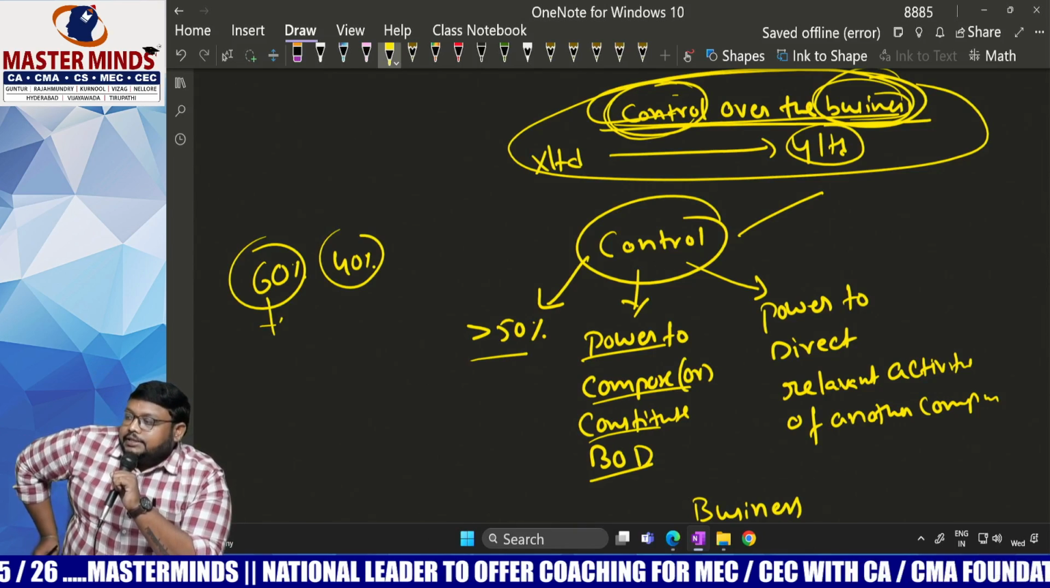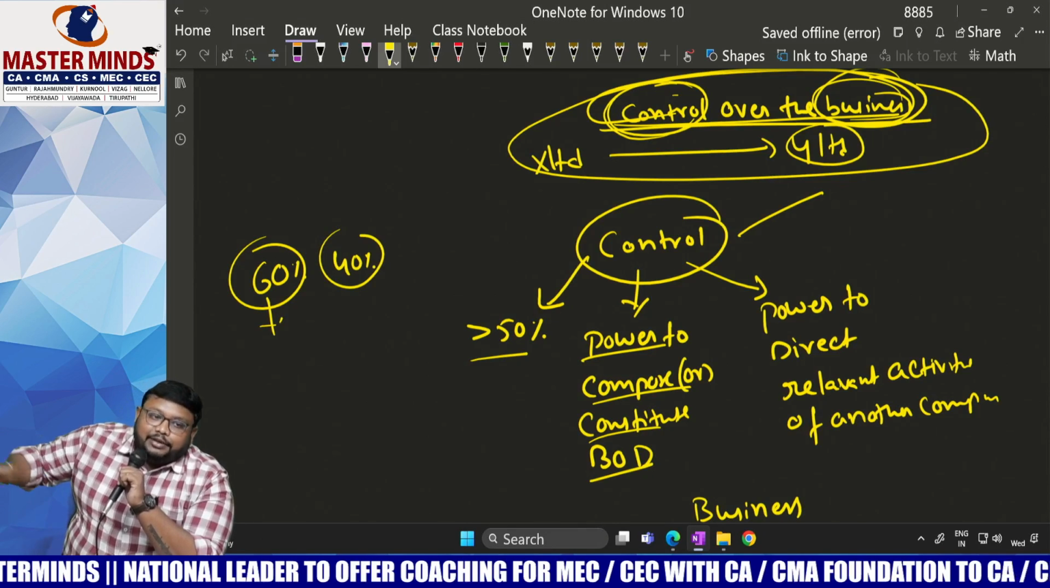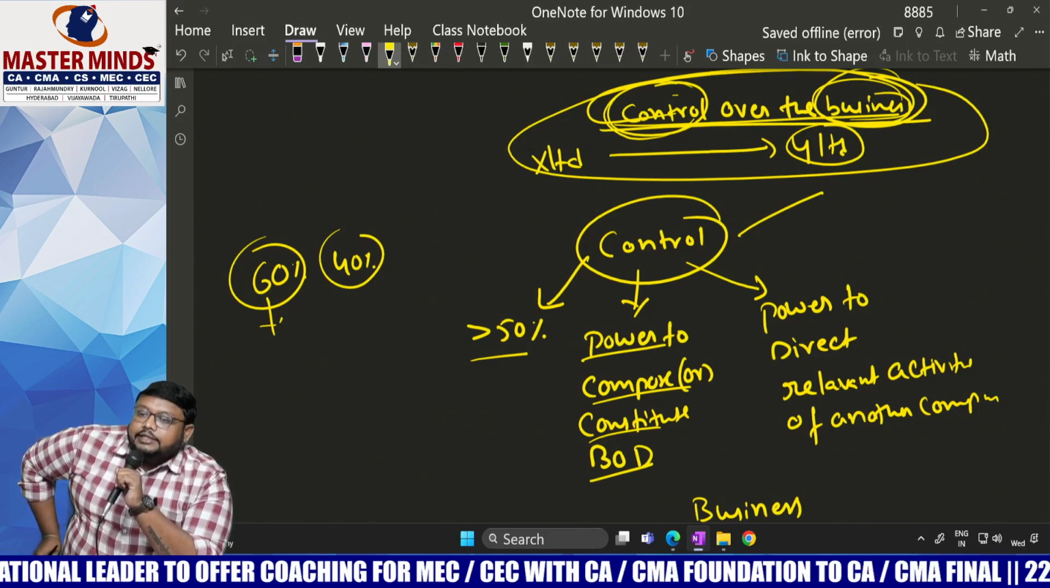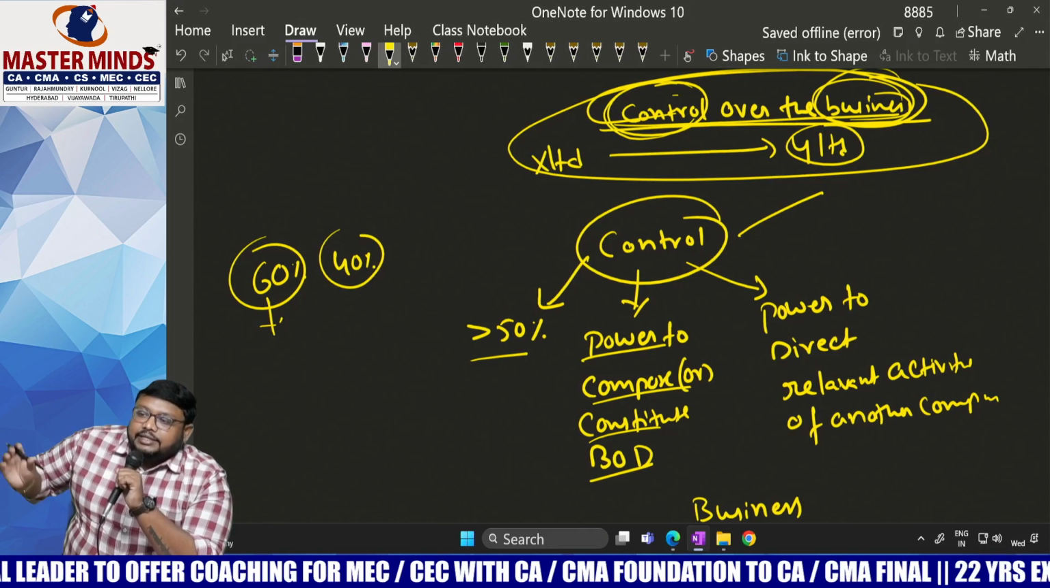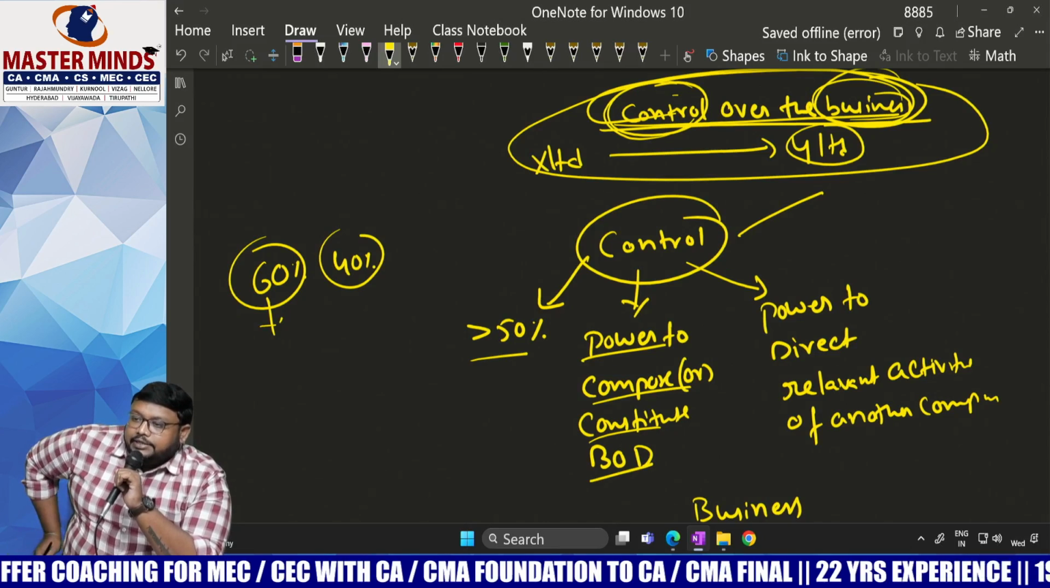If you purchase the entire net assets of the business, again you are having control, but the other company will cease, the other company will close. Entire net assets means all the assets and liabilities of another entity, assets minus outside liabilities, then we can say.